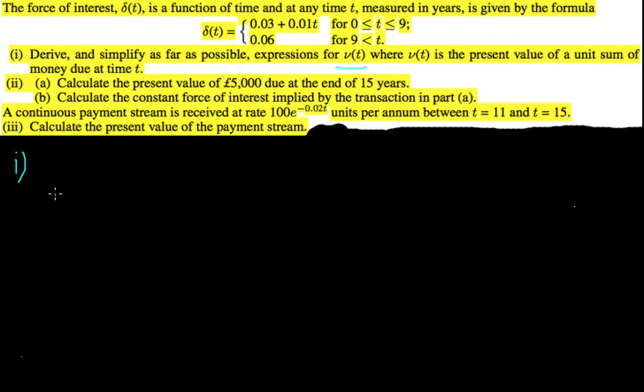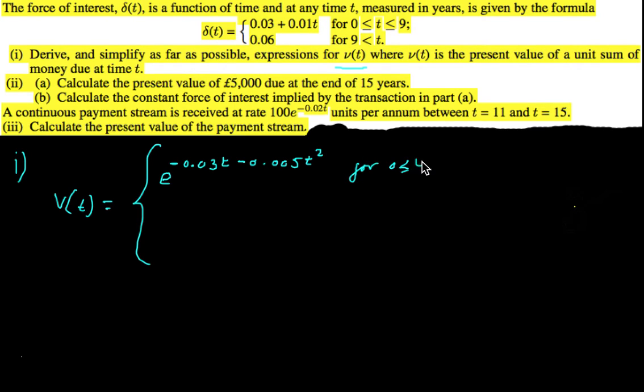Okay, this shouldn't be too difficult because the first part's always relatively easy, as we've known, because that's e to the negative integral of this between time 0 and t, and when it's 0, well, that's 0. So I can just write it all out and say it's 0.03t, because that's the integral of that, minus 0.005t squared, because that's 0.01t squared all divided by 2. And that is for when t is greater than or equal to 0, and less than or equal to 9. Now, in order to find the next bit, let's find out what v of 9 is equal to.